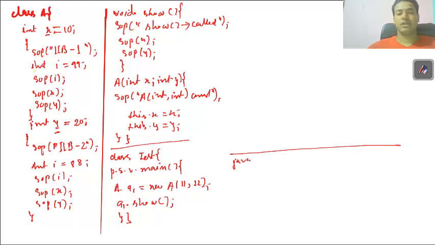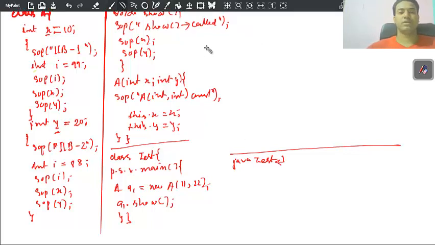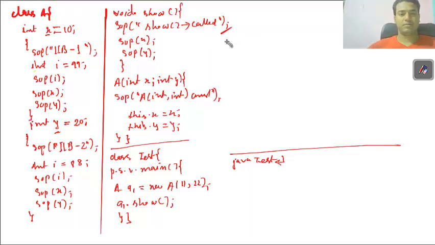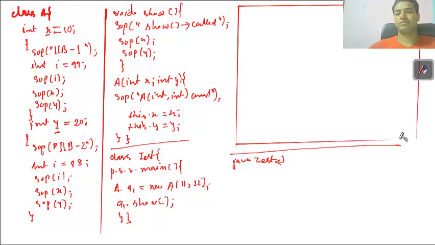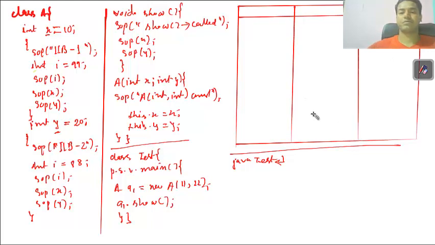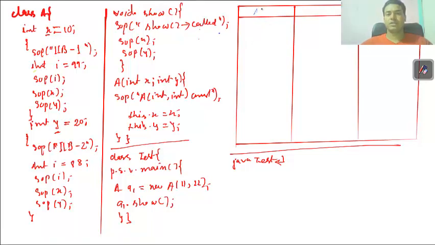When you execute java Test and press enter, it starts the JVM, and the memory should be allocated. So this is the JVM memory, and it has the method area, stack and heap.